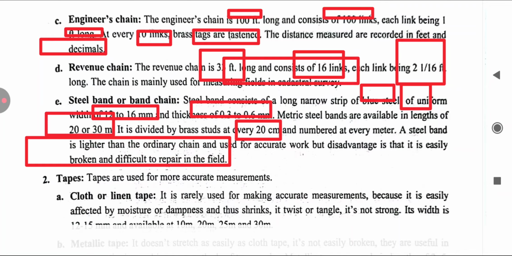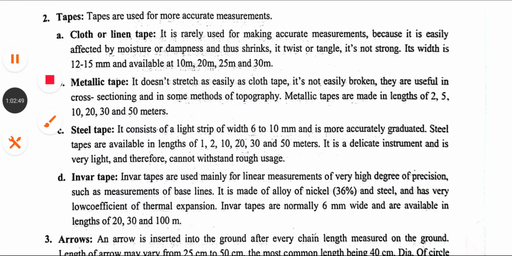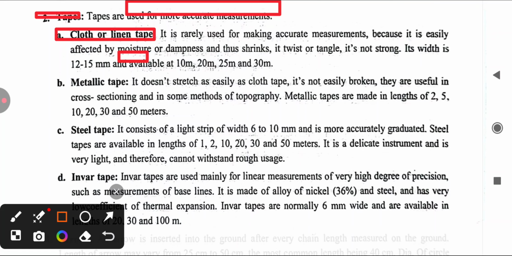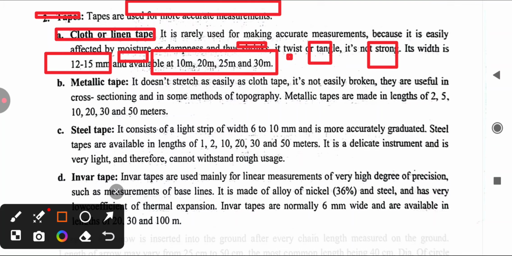Then another one is tape. Tapes are used for more accurate measurement. Cloth or linen tape is rarely used for making accurate measurement, because it is easily affected by moisture and dampness, and thus shrinks. It twists, tangles. It's not strong. Its width is 12 to 15 mm and it is available in 10, 20, 25 and 30 meter.